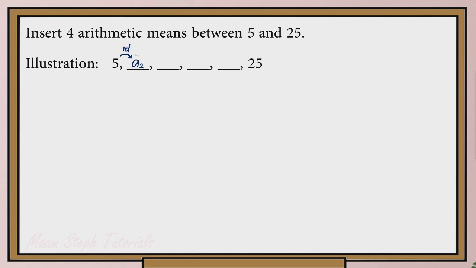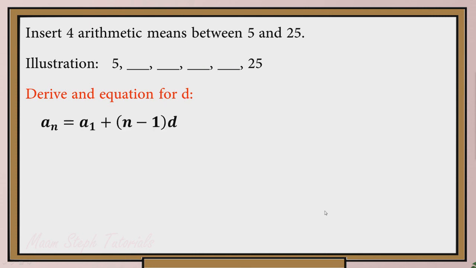So, importante yung common difference to get these terms. So, para makuha rin naman yung a sub 3, a sub 4, at saka yung a sub 5, kailangan muna natin kunin yung common difference when it comes to arithmetic means. Ang gagawin natin ngayon is we will derive an equation for the common difference. So, we will be using the nth term of an arithmetic sequence, which is given by this equation, and we will derive an equation for d.